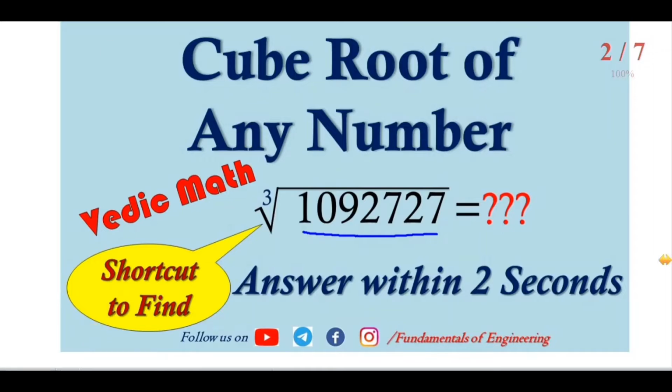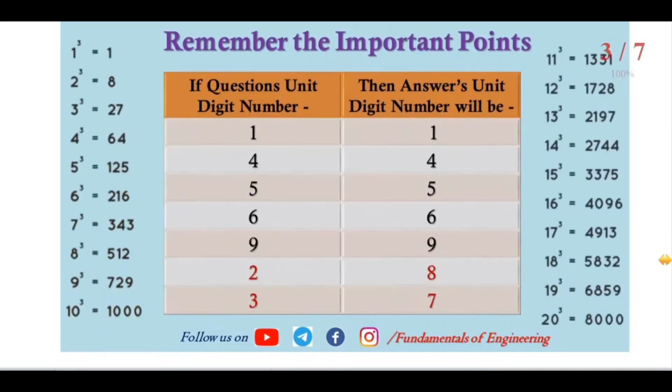So without any calculator we are going to find out the cube root. Interesting, we are going to use some simple steps. For that there are some important points to remember. What are the important points? Just like we have seen in the square root, if the question's unit digit number is lying in between these numbers, then the answer's unit digit will be these numbers.